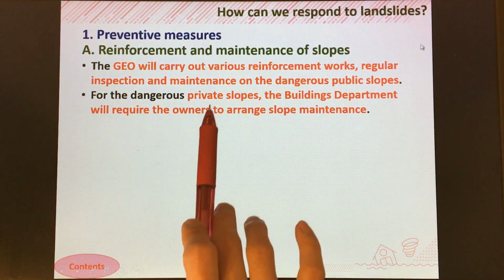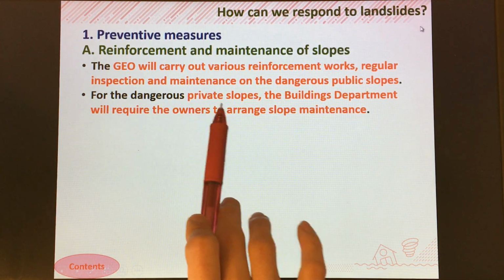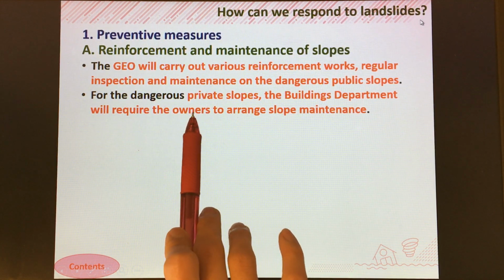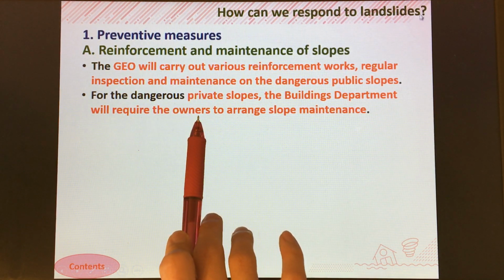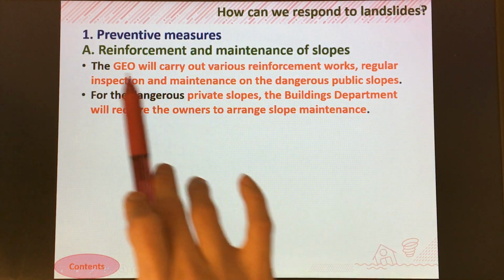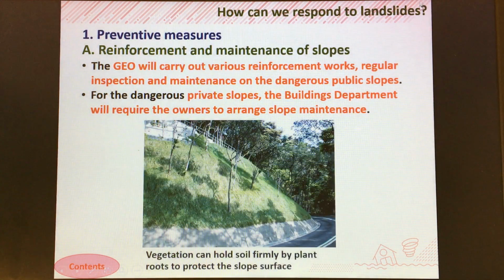But if the slope is owned by private owners, those kinds of private slope, the slope owner needs to be responsible for their own slope safety. Okay, so the Buildings Department and also the GEO will provide some help to them, to advise them how to maintain their own slope.